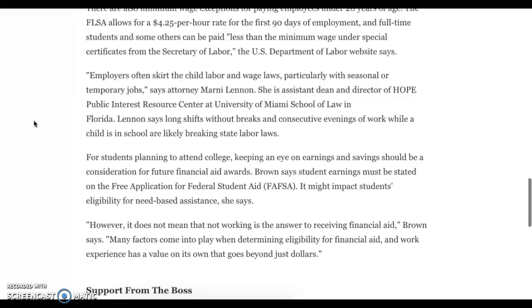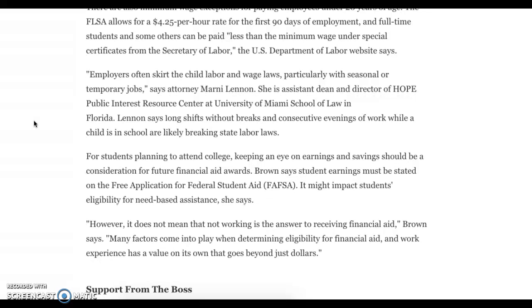Employers often skirt the child labor and wage laws, particularly with seasonal or temporary jobs, says attorney Marnie Lennon. She is an assistant dean and director of Hope Public Interest Resource Center at the University of Miami School of Law in Florida. Lennon says long shifts without breaks and consecutive evenings of work while a child is in school are likely breaking state labor laws.